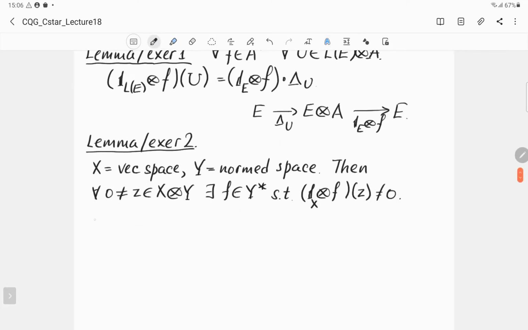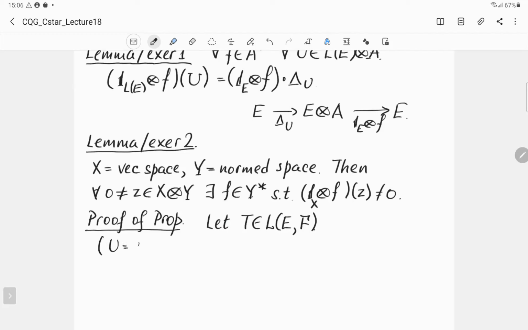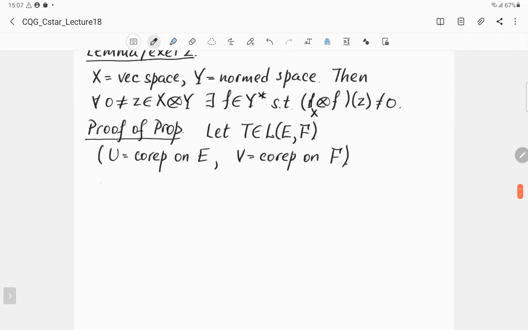Okay, now let's prove our proposition. So let's take a linear map T from E to F. Here I assume that E is the co-representation space for U, and F is the co-representation space for V. So U is a co-representation of A on E, and V is a co-representation on F. We want to show that T is a morphism from U to V if and only if T is a morphism from pi U to pi V.